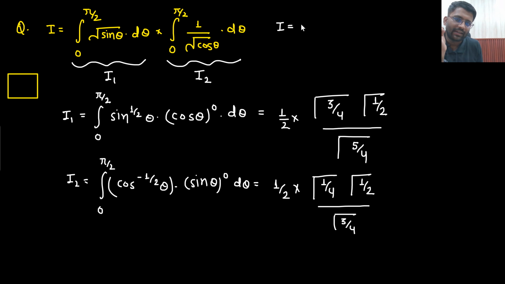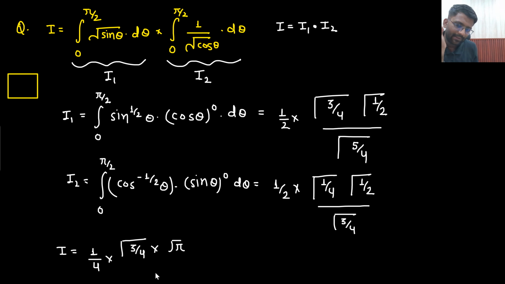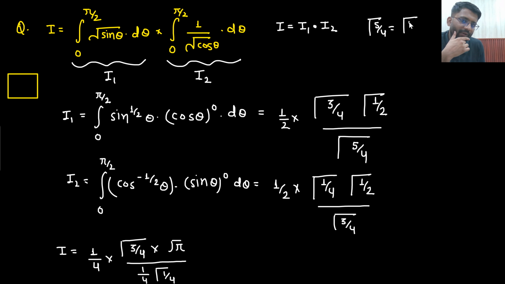What is our final answer? Our final answer is nothing but I equals I1 multiplied with I2. So our final answer is 1 by 2 into 1 by 2 will be 1 by 4, into gamma 3 by 4 into gamma 1 by 2, which is under root pi, divided by gamma 5 by 4. Gamma 5 by 4 could be written as 1 plus 1 by 4, that means it could be written as 1 by 4 into gamma 1 by 4. Did you understand this point? Gamma 5 by 4 could be written as gamma of 1 by 4 plus 1, that means gamma n plus 1.